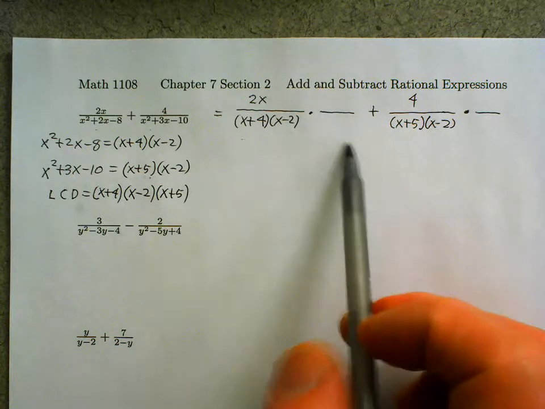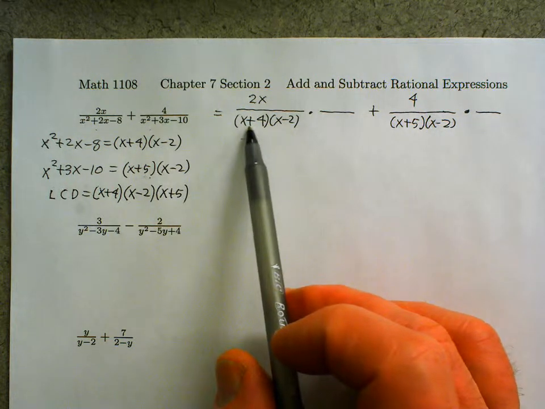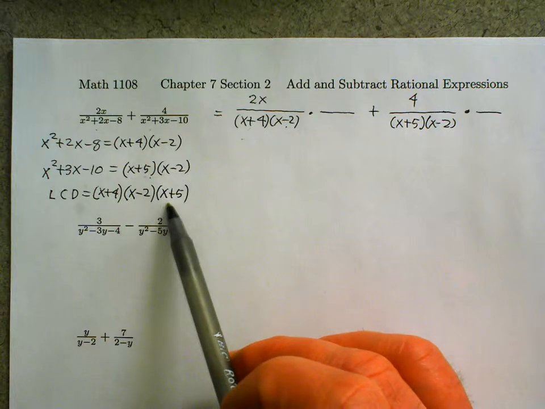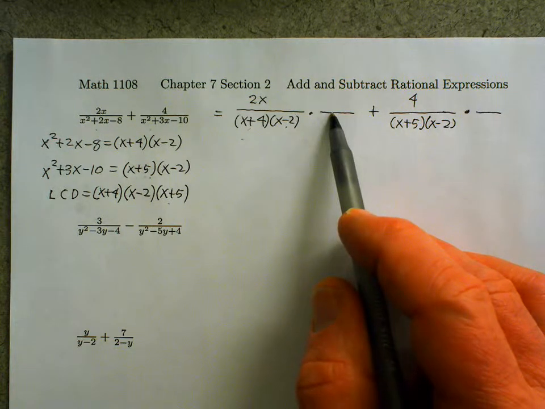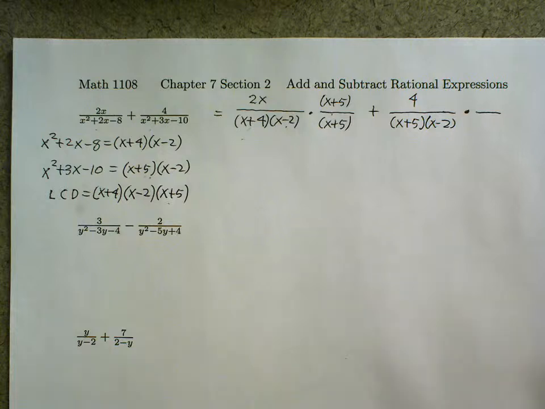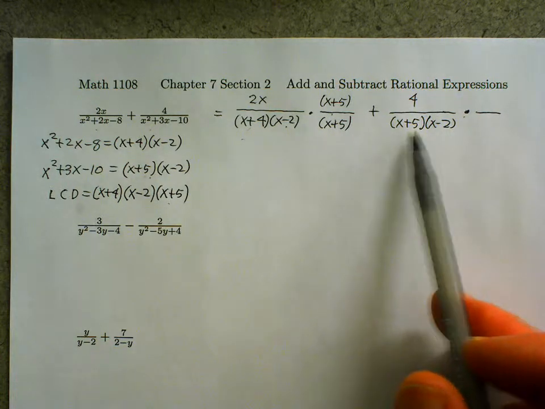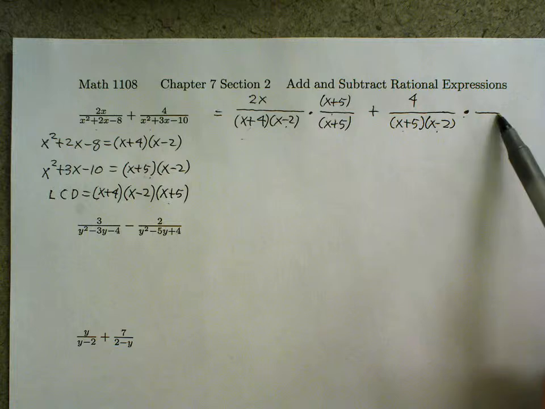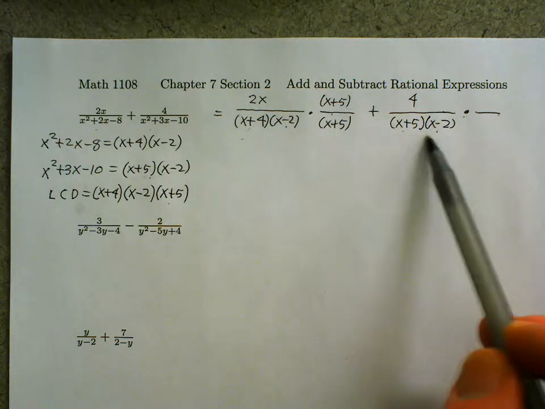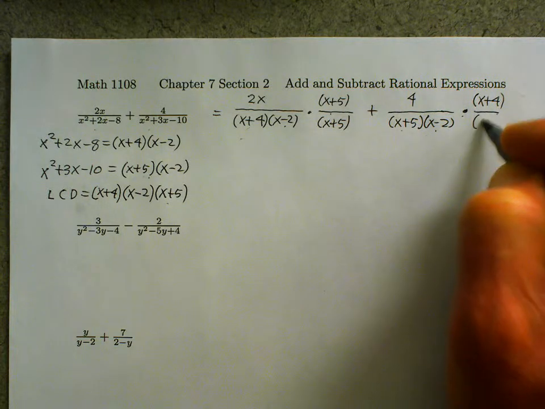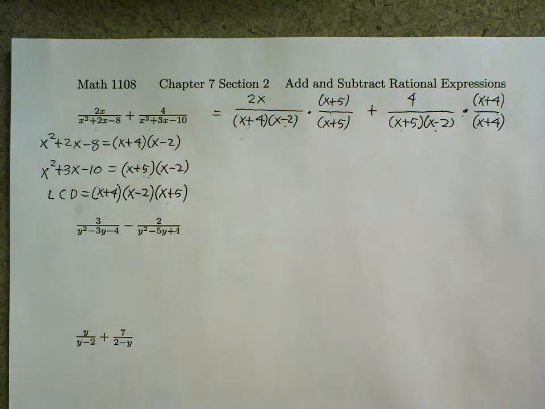Okay, so starting on the left, we're starting with a denominator that's x plus 4 times x minus 2. The least common denominator has an additional factor of x plus 5. So the form that 1 takes on this one is x plus 5 over x plus 5. Then for the other rational expression, we're starting out with the denominator x plus 5 times x minus 2. So we're going to multiply by 1. Well, what factor is missing? x plus 4 is missing, so the form that 1 takes this time is x plus 4 over x plus 4. Now the two rational expressions have a common denominator.